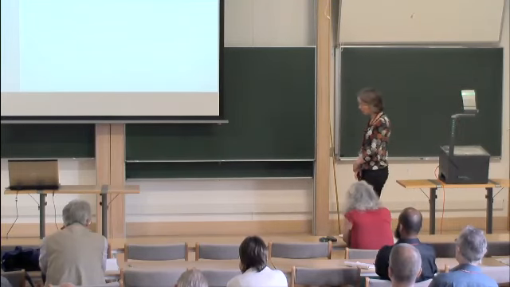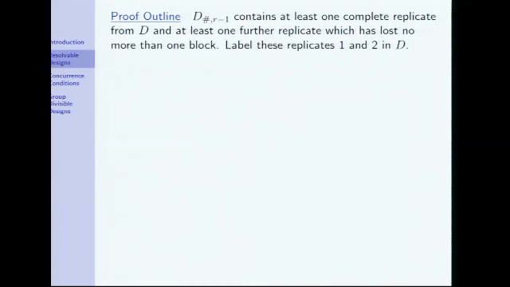So let's think about our eventual design D hash. We've lost any R minus 1 blocks. It doesn't matter which R minus 1 blocks. That means the eventual design must contain at least one complete replicate, and there must be at least one other replicate from D that has at most one block missing. I'm going to call those replicates 1 and 2.